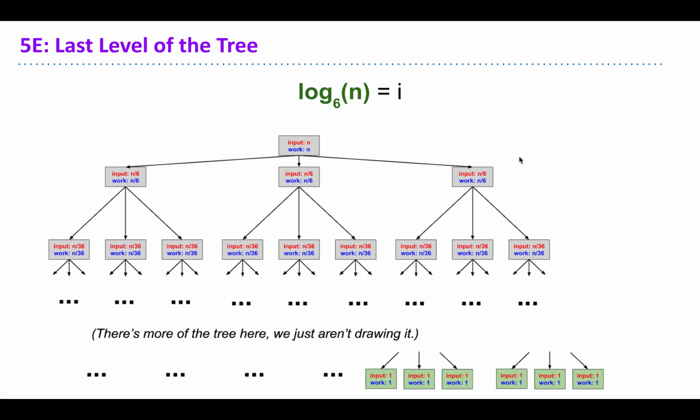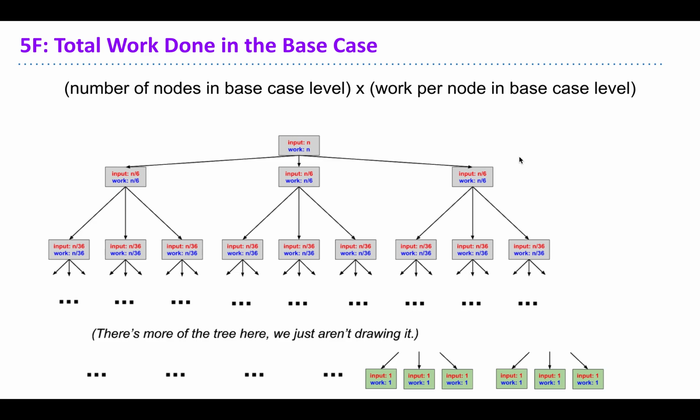Okay, so you might be wondering why we did that. Well, now we want to know the total amount of work done in the base case. So 5f is: what's the total amount of work done in the base case? Again, we can do the same sort of thing that we were doing with the recursive cases. It's the total number of nodes in the base case level times the work per node in the base case level. So let's start to decompose this expression. Which one is easier to compute? Let's start with the work per node in the base case level.